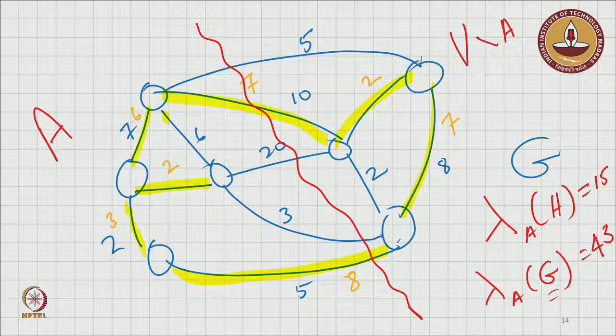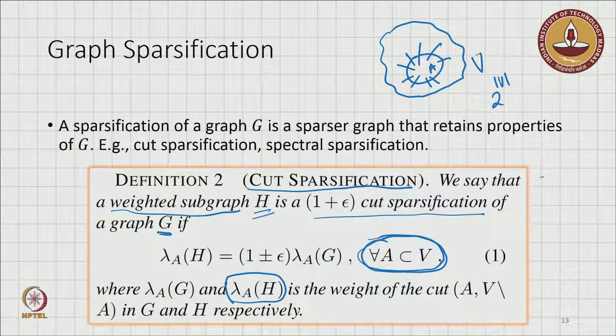Okay. So you see that the two graphs have different weight for the same cut. But if we were to say that H is a sparsification, in particular a 1 plus epsilon cut sparsification, then for any cut that we take, the weight of the cut in H must be within 1 plus or minus epsilon of the weight of the cut in G.